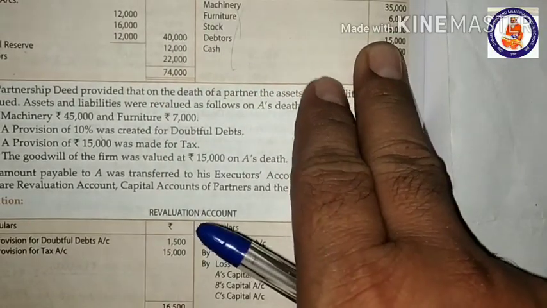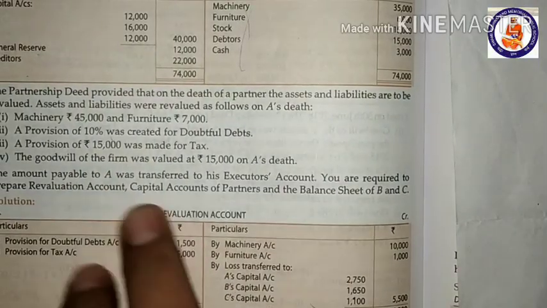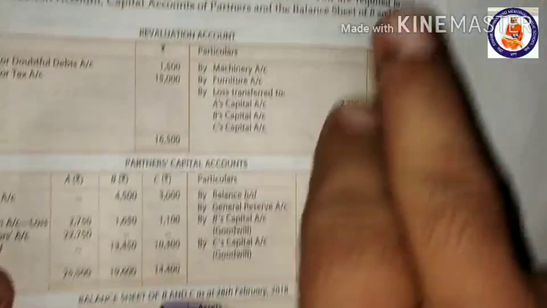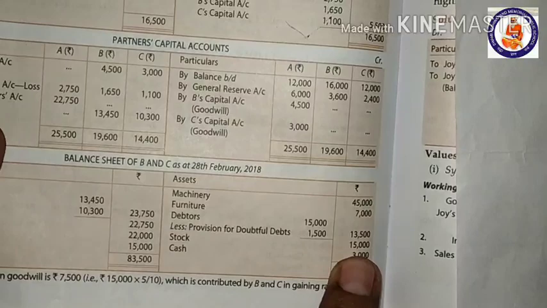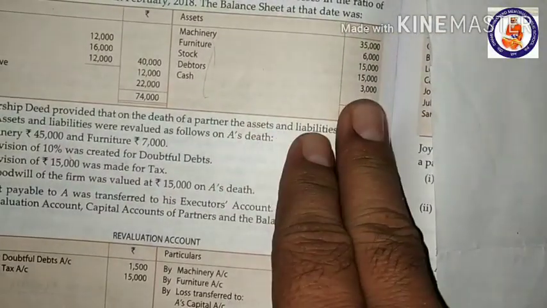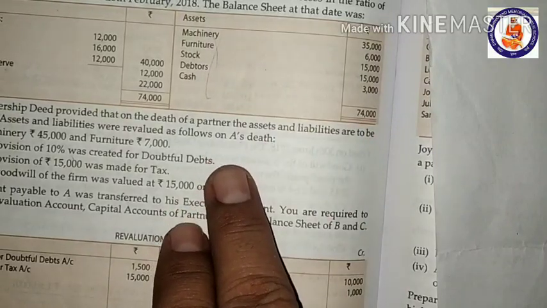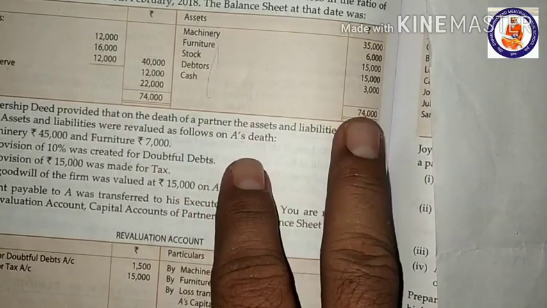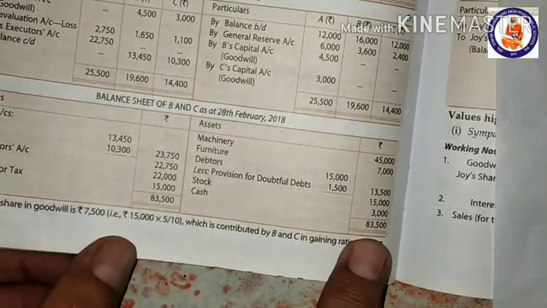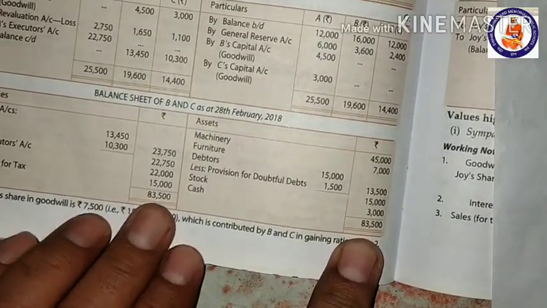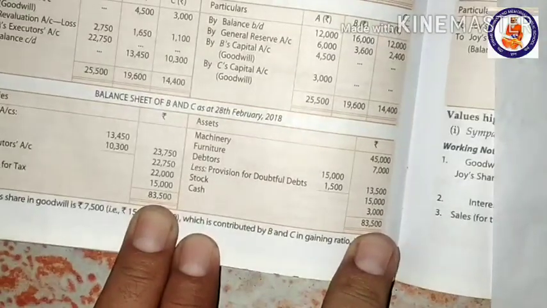Then comes stock. For stock, no adjustment is given here, so we will take the same amount, stock 15,000. Then comes cash 3,000. Because no cash is paid and no cash has come from the existing partners, this balance remains the same, 3,000. Now we'll add up, and we find that 83,500 is the total of both sides, assets and liabilities.